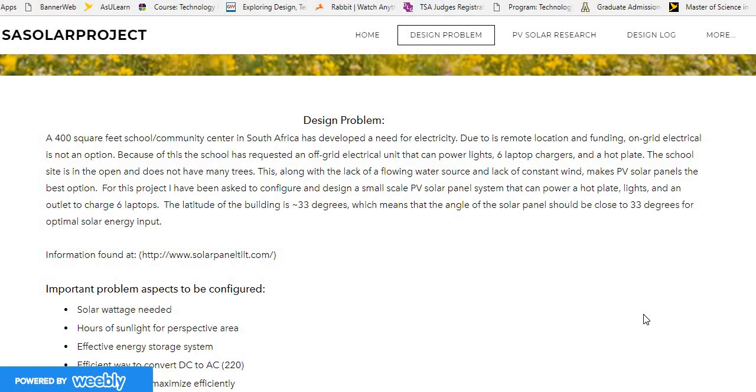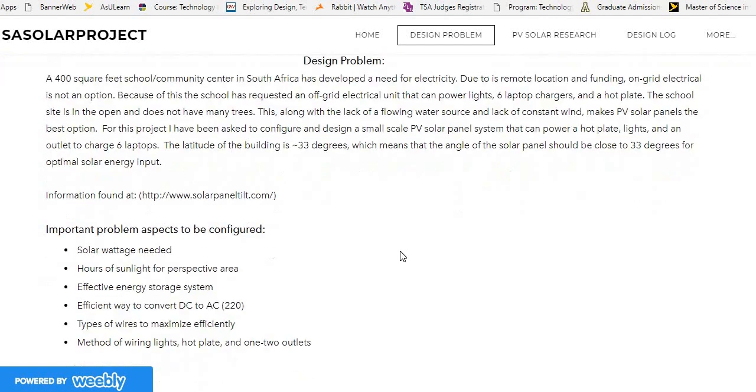This, along with the lack of a flowing water source and lack of constant wind, makes PV solar panels the best option. For this project, I have been asked to configure and design a small-scale PV solar panel system that can power a hot plate, lights, and an outlet to charge 6 laptops. The latitude of the building is about 33 degrees, which means that the angle of the solar panel should be close to 33 degrees for the optimal solar energy input.